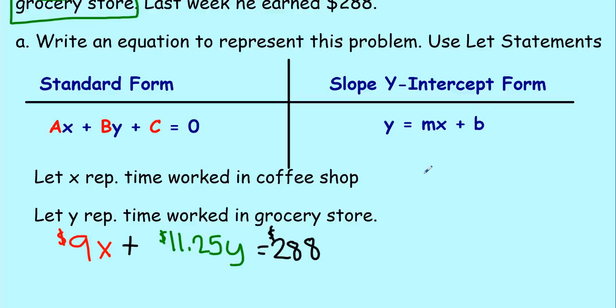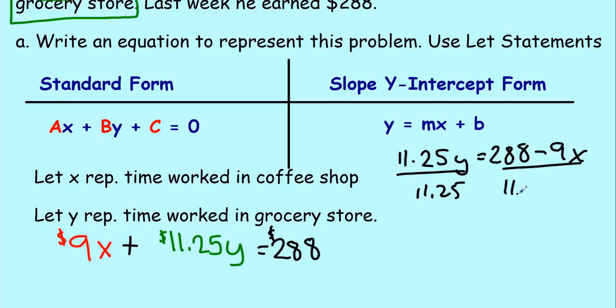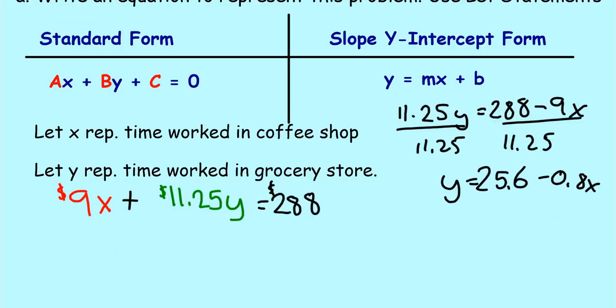So this is much easier to conceive. If I were to convert it into y equals mx plus b, it's going to get really messy. You're going to have 11.25y is equal to 288 subtract 9x. You have to divide everything by 11.25. So y is equal to 25.6 minus 0.8x, which makes this equation much more meaningful to us than this one.